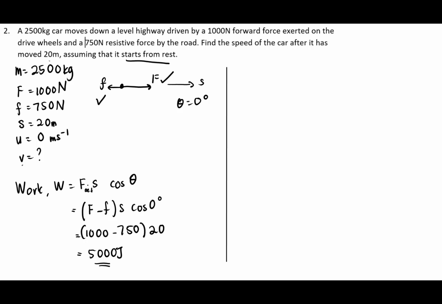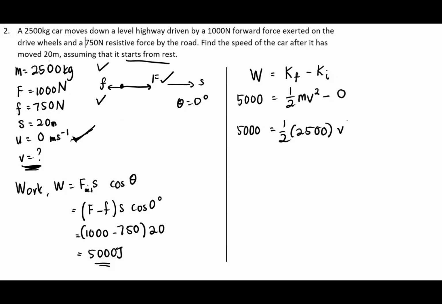And now let's find our final velocity by using the work energy theorem. Work equals K final minus K initial. There you go. So we have 5,000 equals half m v squared minus, you know what? I'm going to put 0 here. Do you know why? Because our initial velocity is 0. So straight away, we're going to put 0 here. The velocity is 2 meters per second. That's it. That's the answer.